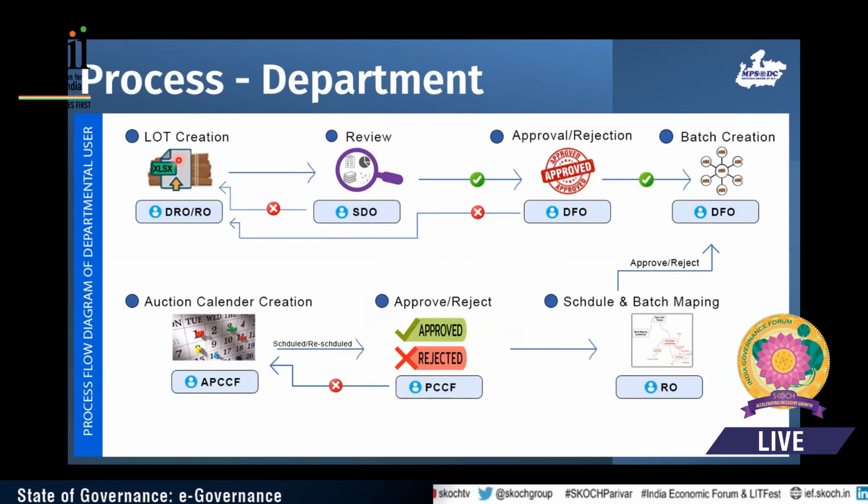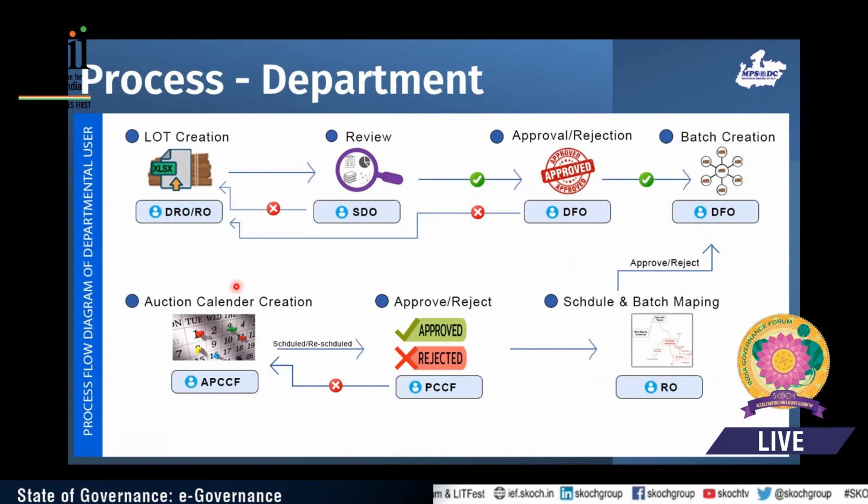So the process from the Forest Department starts with the DRO or RO, the range officer. It starts when the Excel sheet or the lot which is to be auctioned gets uploaded by the RO, and it gets forwarded to the SDO. The SDO reviews the lot and recommends that it has been checked by the SDO, and it gets forwarded to the DFO for approval or rejection. Now the DFO can approve or reject. We are considering a happy flow, so the DFO approves the lot and the batch gets created.